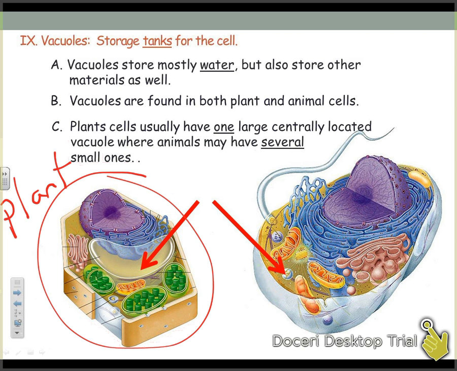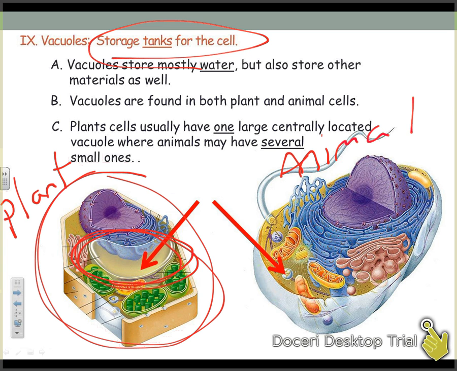And then over here is the animal cell. Okay, now, inside the plant cell, we have this large structure. We call this a vacuole. It is the storage tank for the cell. Stores mostly water, but it does also store some waste products.